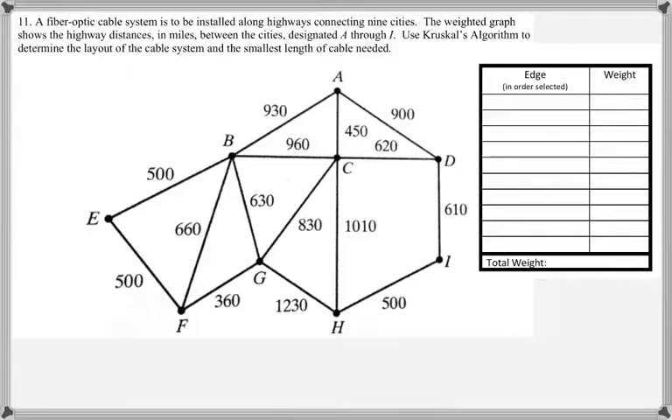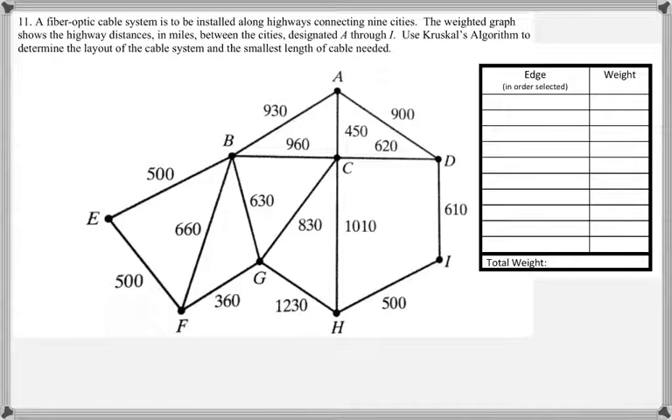A fiber optic cable system is to be installed along highways connecting 9 cities. The weighted graph shows the highway distances in miles between the cities designated A through I. Use Kruskal's algorithm to determine the layout of the cable system and the smallest length of cable needed.